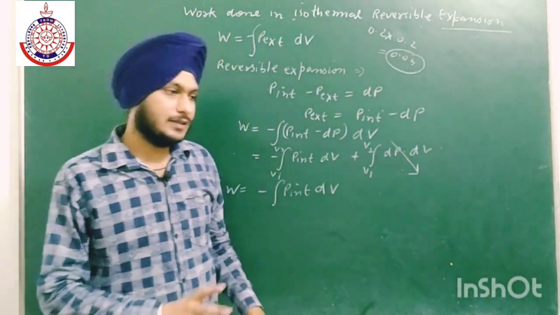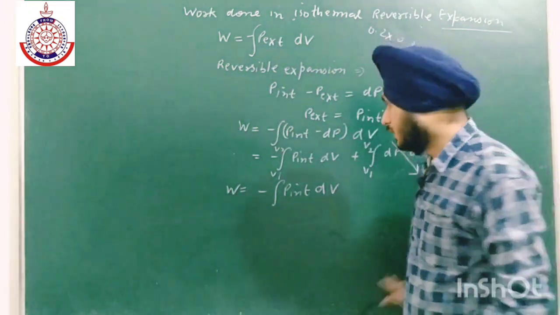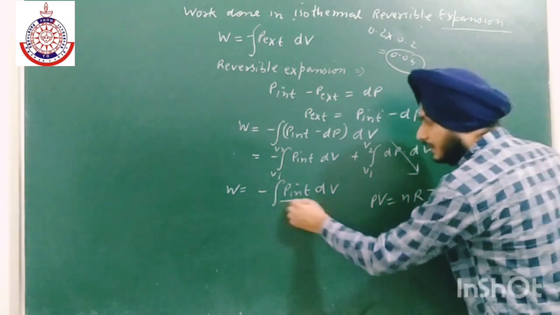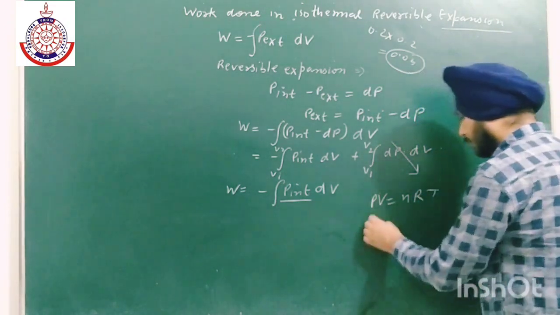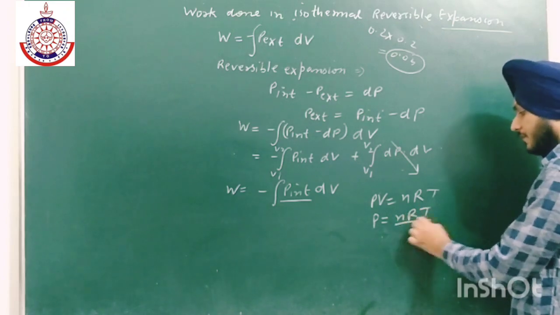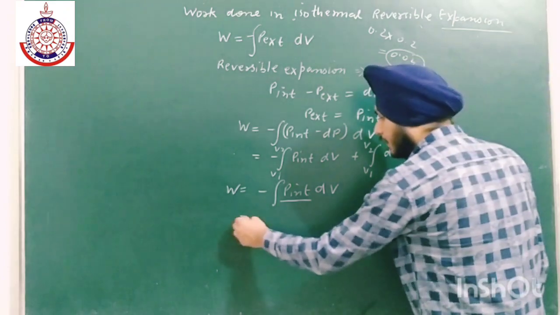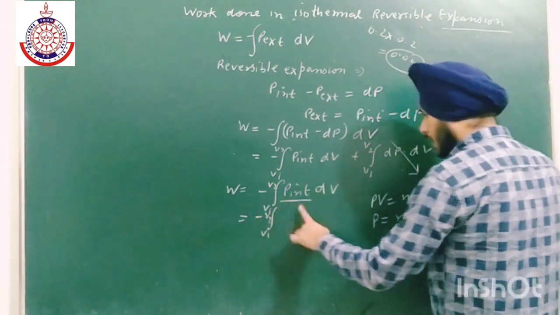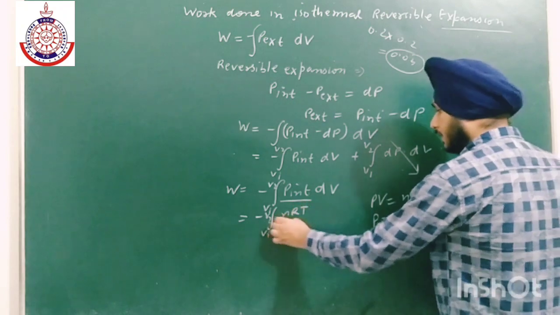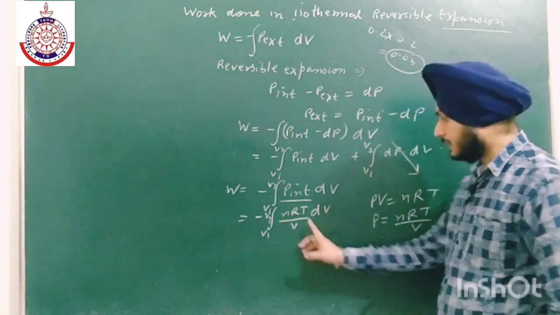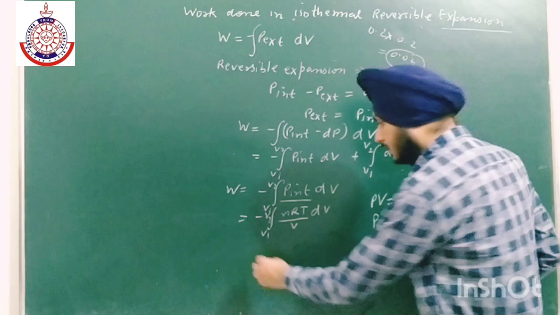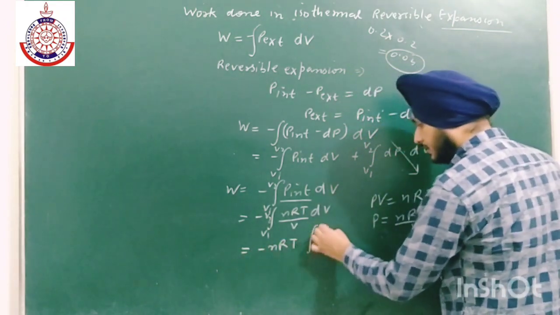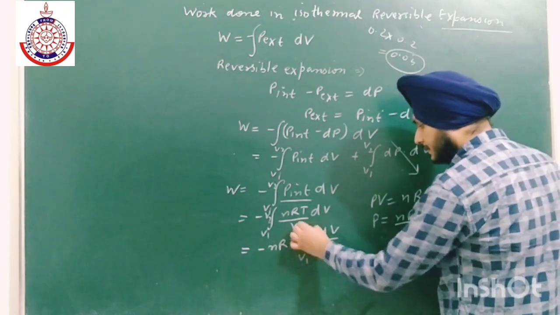And we all know that we have a relation between pressure, volume and temperature from the ideal gas equation, where we have PV is equal to nRT. Now P internal is the pressure of the gas, so from here P is equal to nRT by V. Now put this value here, and we will get minus integration from V1 to V2 of nRT upon V dV. Now these three terms are constant, take them outside, and we have minus integration dV by V, V1 to V2.